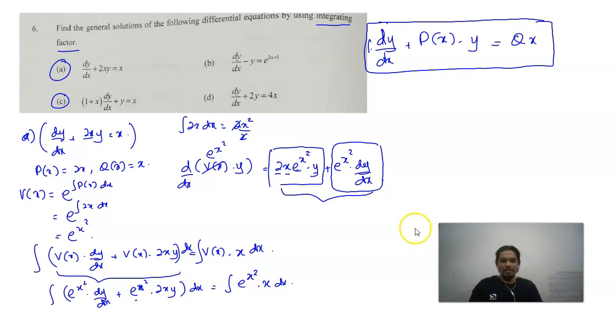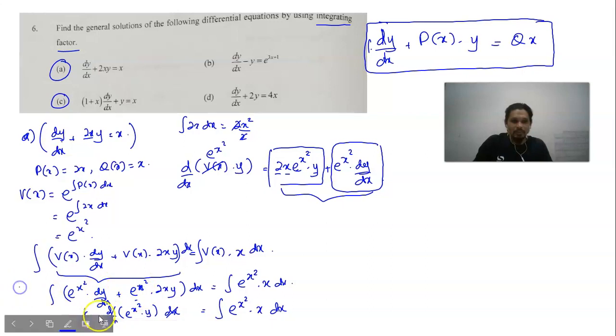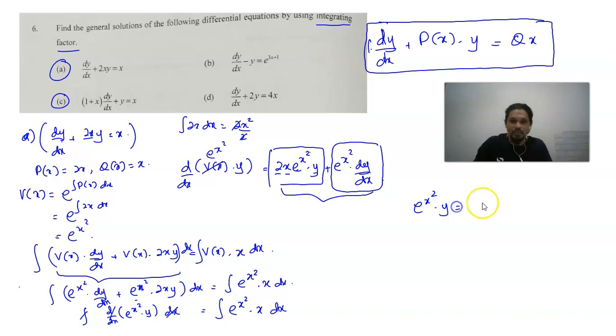Agree? So this means the integral of the derivative of e^(x squared) times y dx equals the integral of e^(x squared) times x dx. The derivative and integration cancel each other, so this gives us e^(x squared) times y equals the integral of e^(x squared) times x dx.